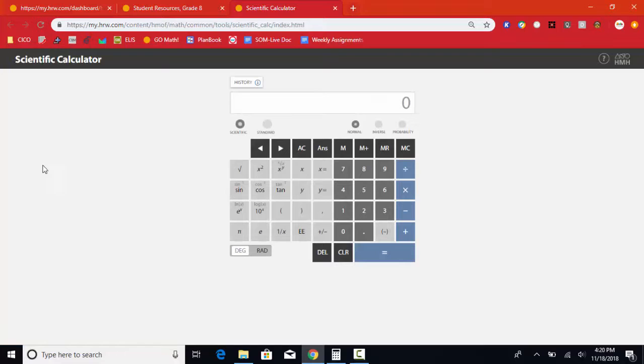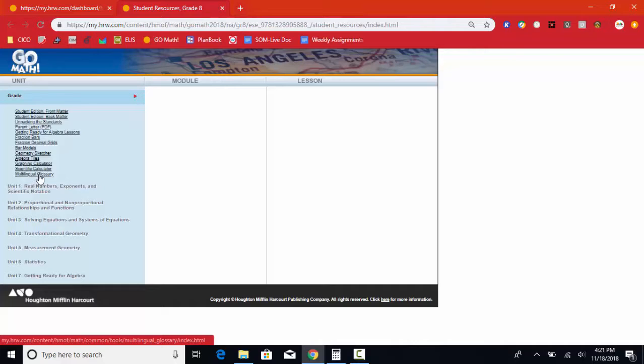Then we have a scientific calculator. It's just a calculator, a scientific one that has our sine, cosine, tangent, log, exponentials, natural logs. Then we have the multilingual glossary.